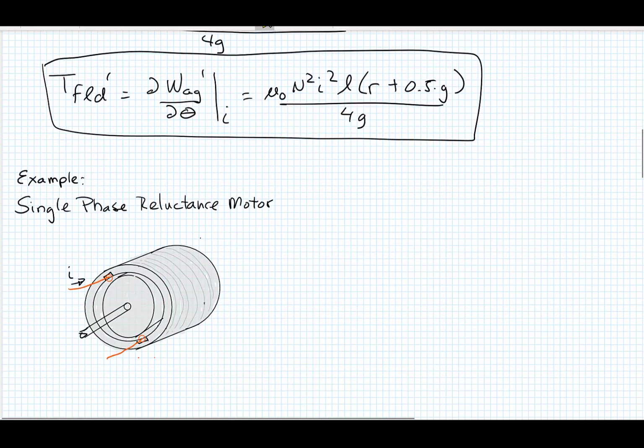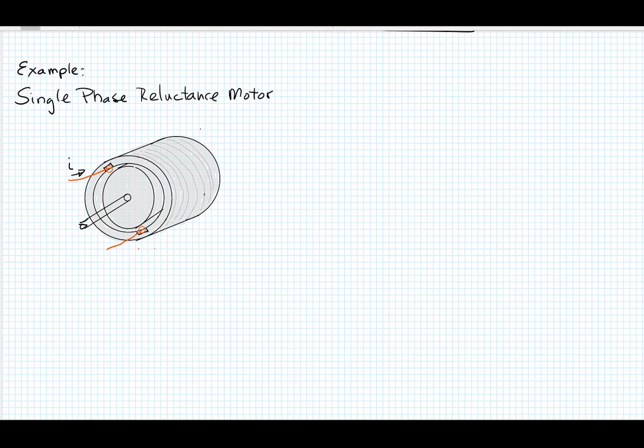So if there are no questions, I'm going to give you another example where you actually would use inductance. I'll call this a single phase reluctance motor. It's actually looking more like some of the actual rotating machines, motors or generators, that we're going to talk about. And what that means is it has a shaft. It's cylindrical.